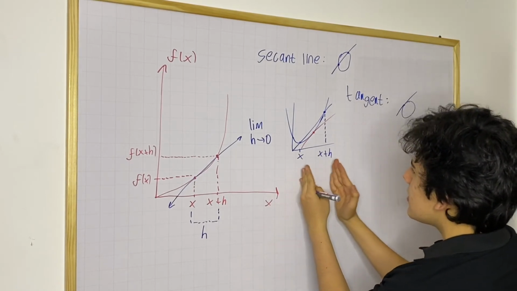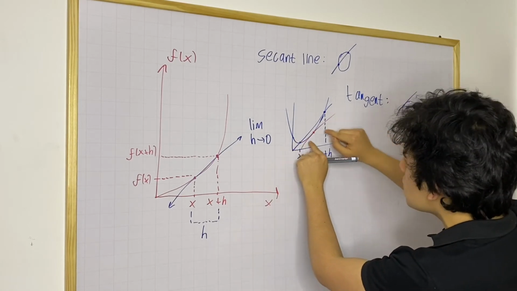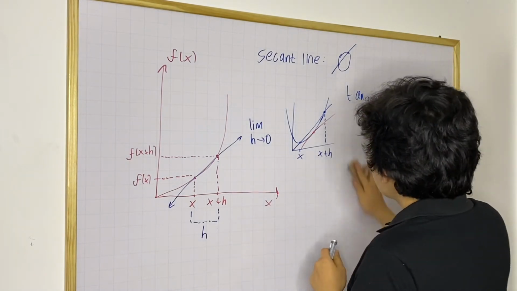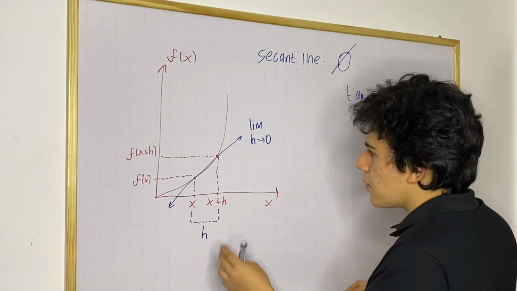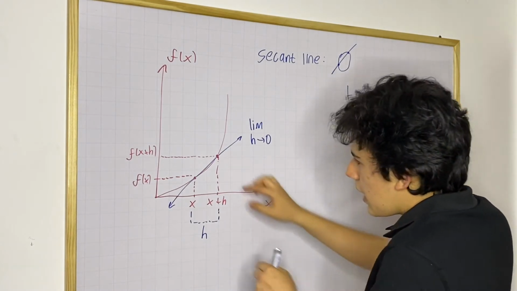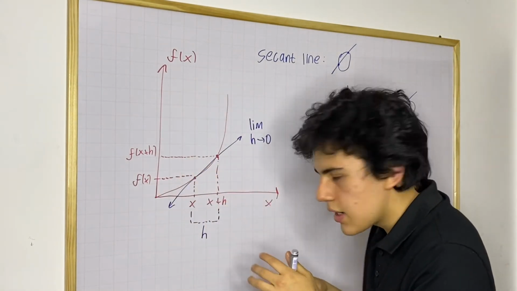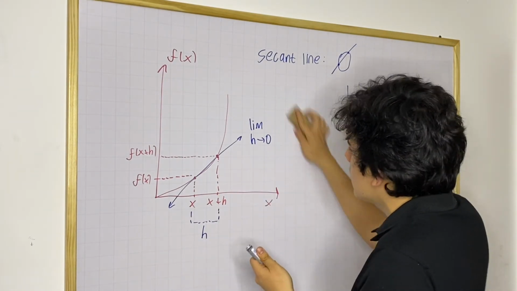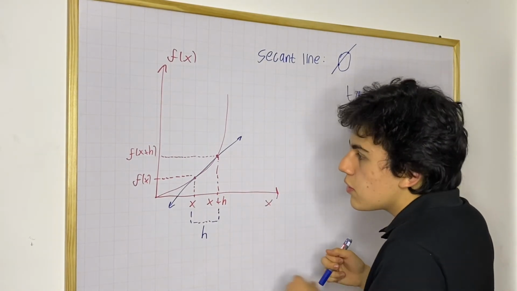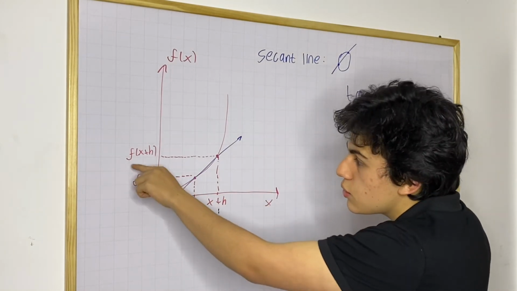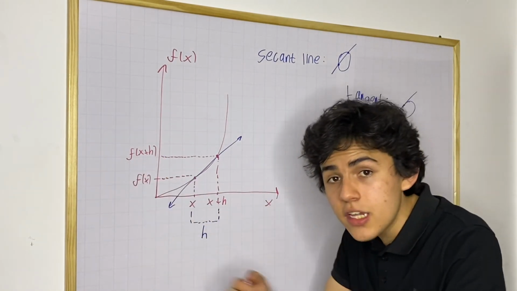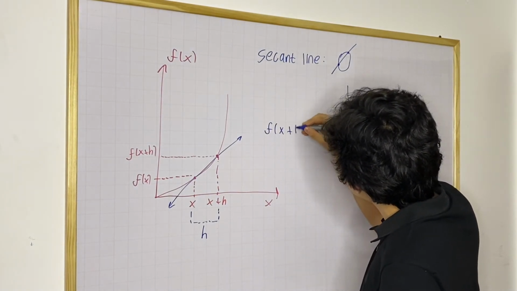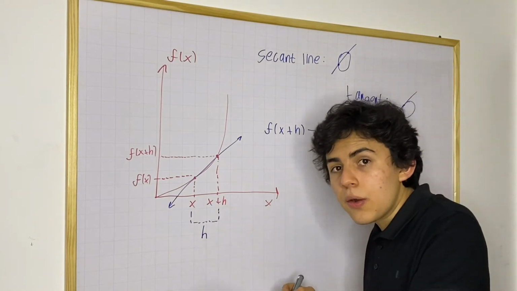Now we know there is a distance h here, but we want to bring these points together so that h is a pretty small number. If we do this with a function and try to compute the slope of this line, how much would that be? In this case, we know it would be y2. How much is y2? It would be f of x plus h, so we would have f of x plus h minus y1.